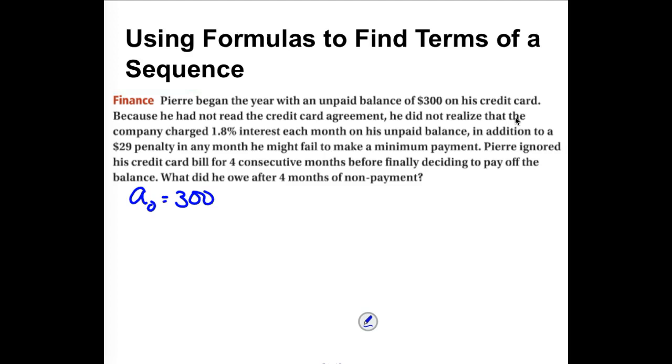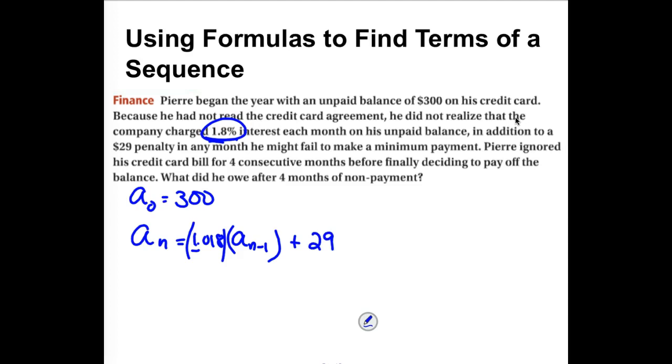Okay, now, what is happening to that unpaid balance? In any given month, we are going to take the previous amount, so the balance that I haven't paid off, we are going to multiply it by an extra 1.8%. So we are going to take the previous month's bill that we haven't paid, and multiply it by the total bill plus an extra 1.8%. So that would be the number 1.018. So the initial 1 here gets my initial value of $300, and it's going to charge me the extra 1.8% on top of that. Plus, I have to pay a $29 penalty since I didn't make a payment that month.